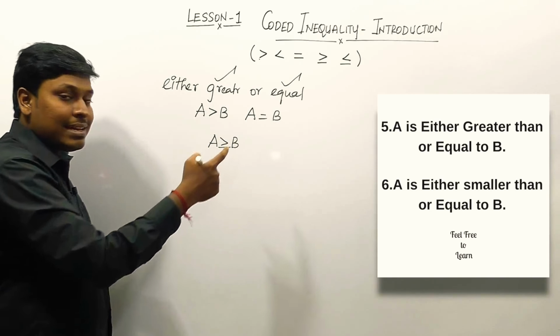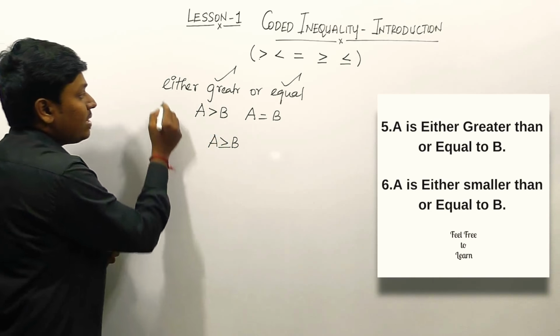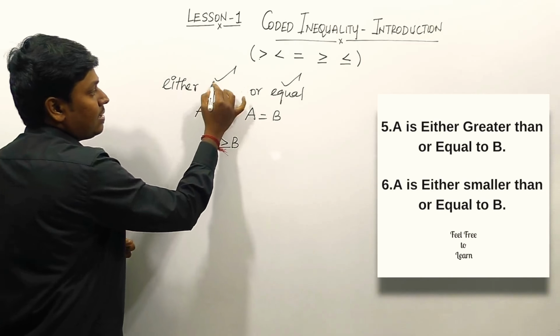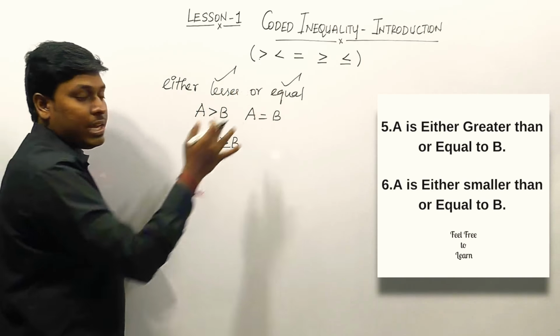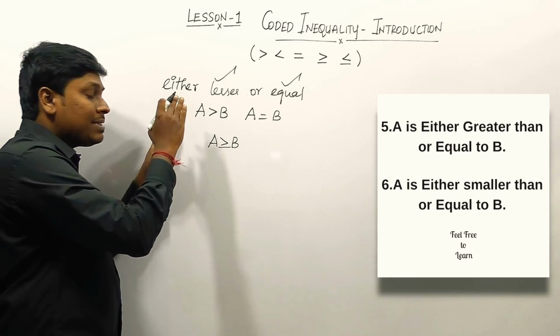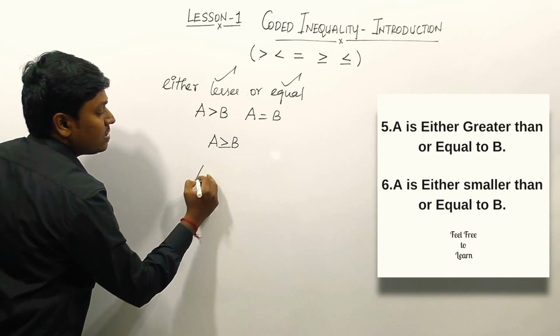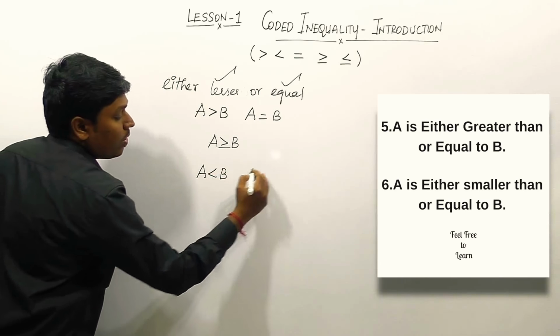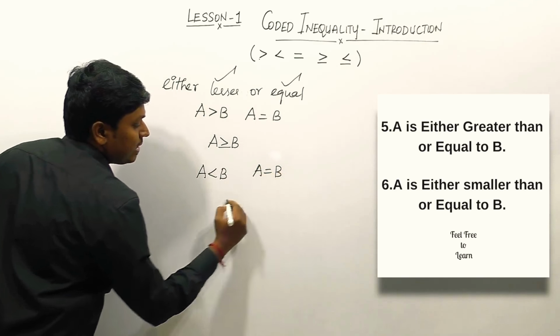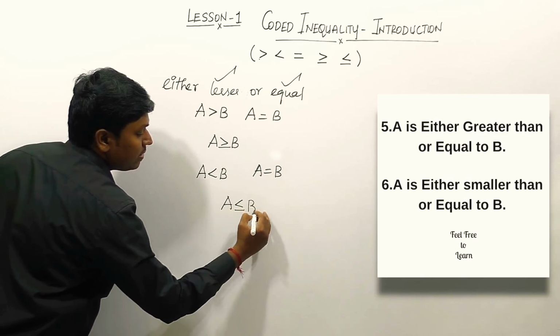Look at the next condition. A is either lesser or equal to B. So A is either lesser or equal to. The meaning is we need to consider lesser, and also we need to consider equal to. So finally the answer for this question, A is less than B or A is equal to B. So finally the answer is A is less than or equal to B.